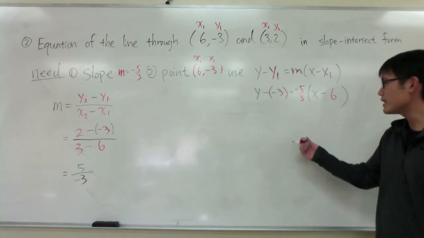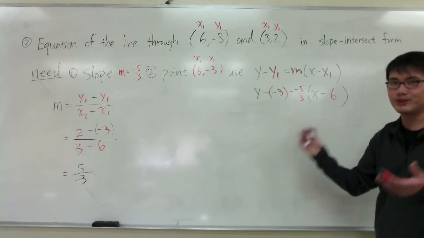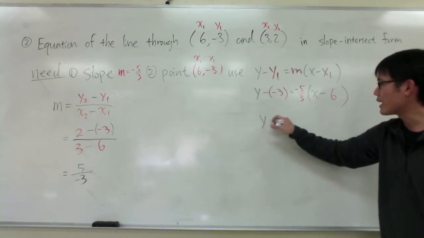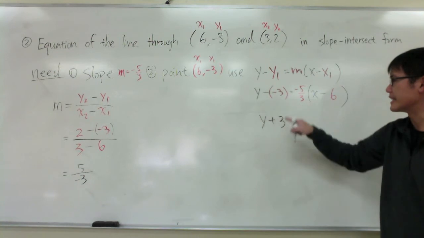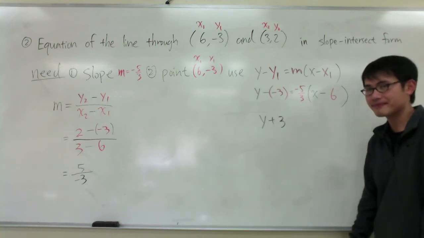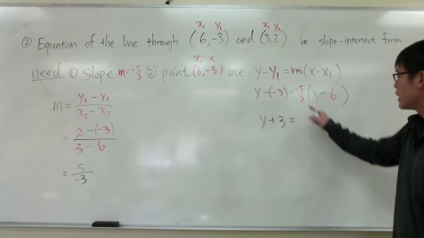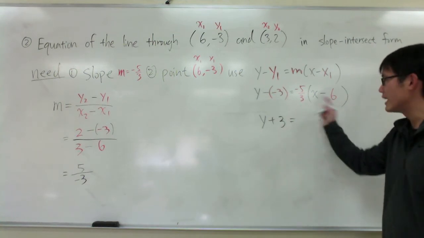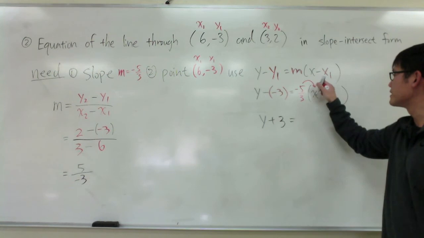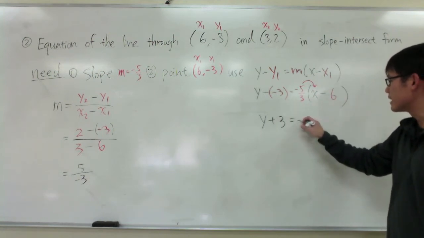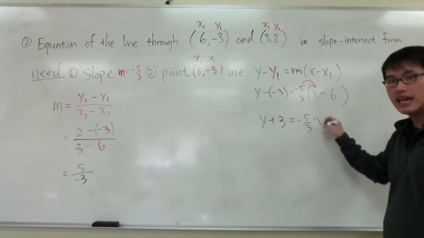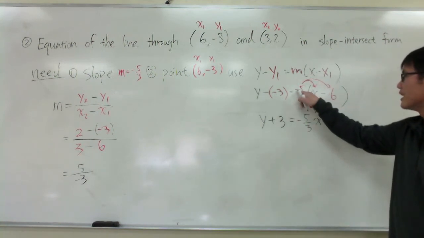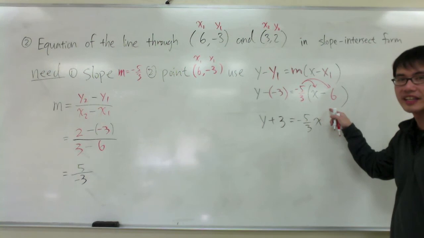To finish the rest, I just need to isolate the y. I see that this is just like saying y plus 3, minus a -3. So it's y plus 3 equals, I see I have parentheses, and this fraction in front of the parentheses, I need to distribute the negative 5/3 inside. I will first get negative 5/3 x, and I will second get negative 5/3 times negative 6.